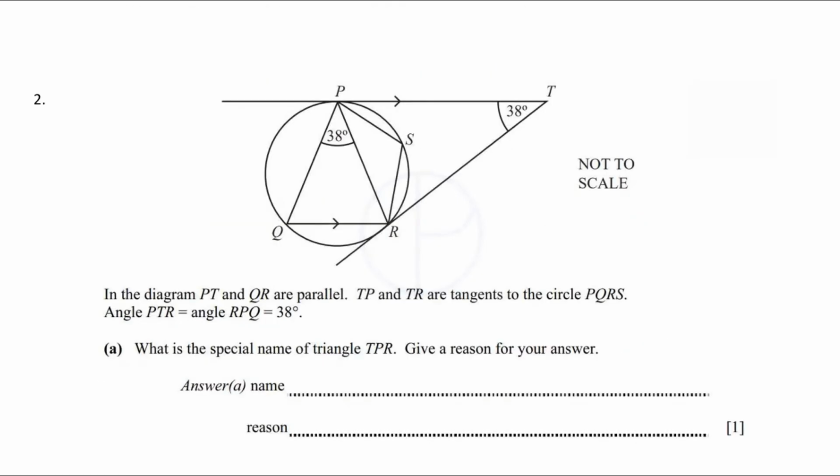The next question is, in the diagram PT and QR are parallel. TP and TR are tangents to the circle PQRS. Angle PTR is equal to angle RPQ, which is 38. What is the special name of triangle TPR? Give a reason for your answer.